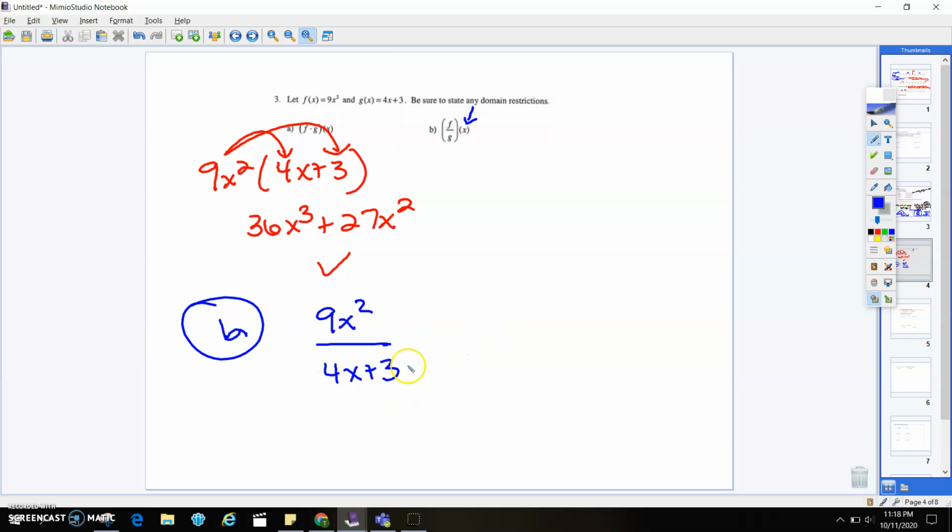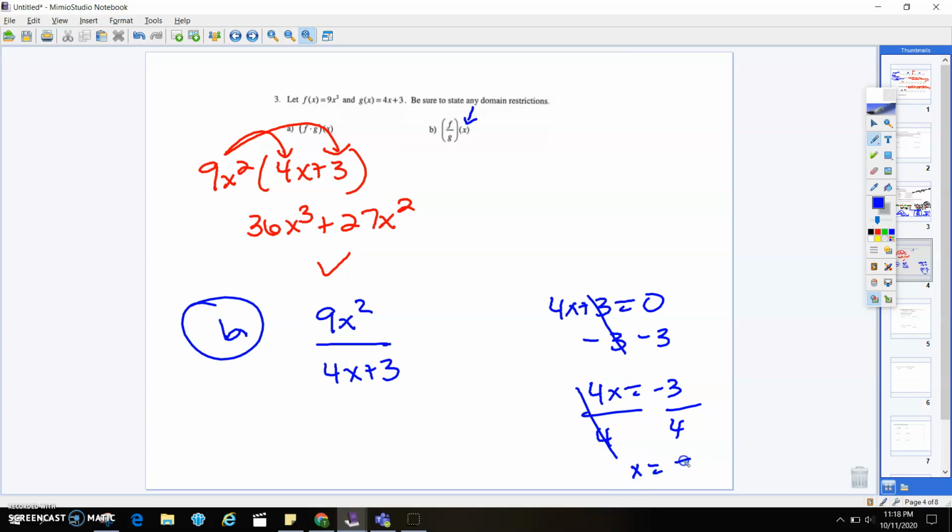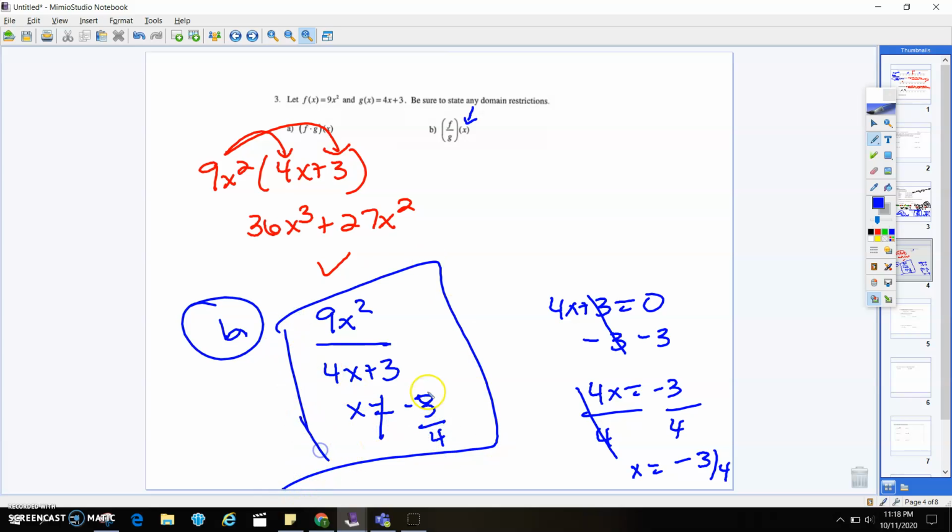But you're going to take what's in the denominator, set it equal to 0, and solve. And so that will give me x equals negative 3/4. But if I take negative 3/4 and I plug it in here, that'll give me 0 in the denominator. So x cannot equal negative 3/4. So this would be my final answer. Sorry, that's a 3. Okay, so hopefully that's pretty easy.